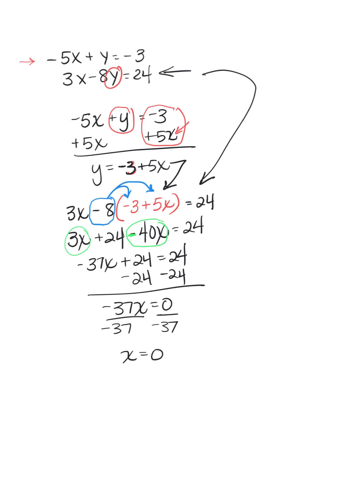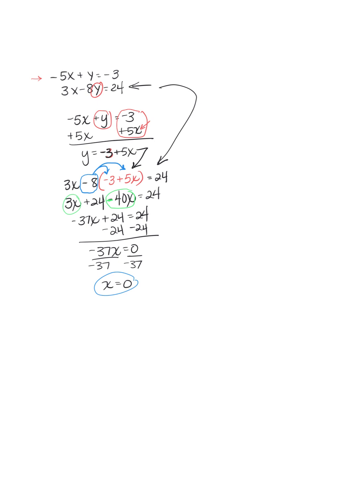Now, a lot of people I've seen think that when you get something like negative 37x equals 0, they mistakenly think that means undefined or no solution. No, it's okay. X can equal 0. That is totally legal.